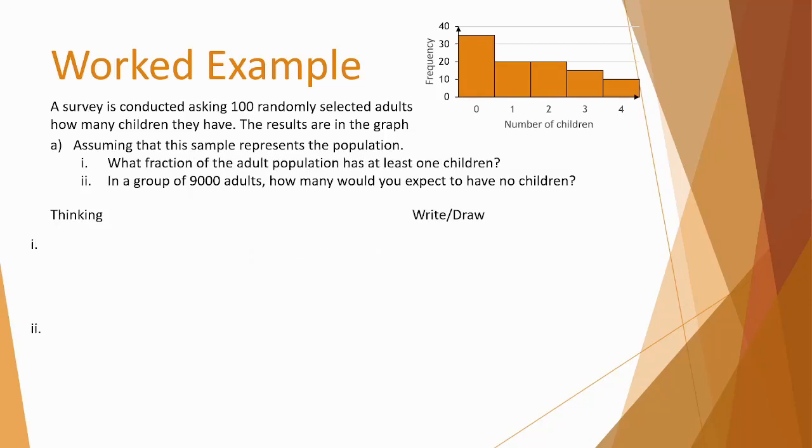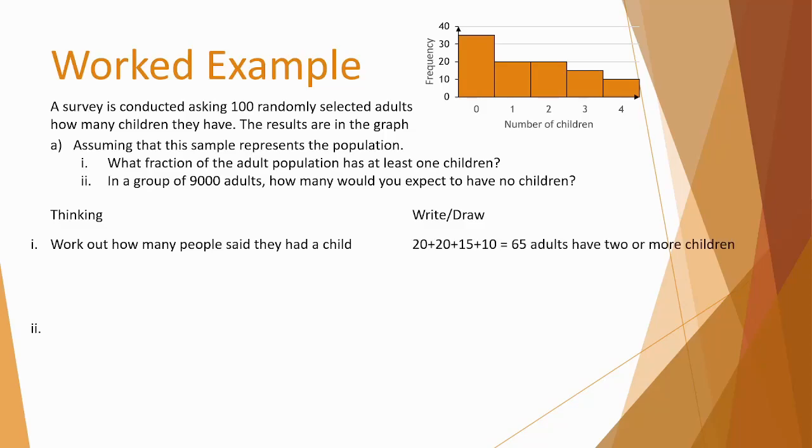I'm going to have my thinking on the left and what I would write down for my teacher on the right. So first off, I will have a look at the numbers and work out how many people said that they had a child, because the question is asking at least one child. So I'll have a look, I'll add up those numbers. So we know that it's 20 plus 20 plus 15 plus 10. We add that up and we know that 65 adults had 2 or more children. Now we know this is out of 100, so I'm going to place it into a fraction and then I need to simplify it. So the fraction of adults is 65 over 100 because it's 65 out of 100. And if I simplify it, I can divide the numerator and denominator both by 5 to get 13 over 20.